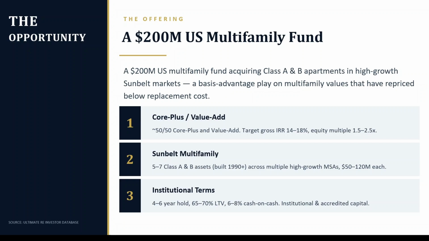But it really includes 5 to 7 Class A and B assets built from 1990 and up across multiple high-growth metropolitan areas, anywhere from $50 to $120 million each. And the institutional terms are it's a 4 to 6 year hold, 65 to 70% LTV, 6 to 8% cash on cash, institutional and accredited capital.